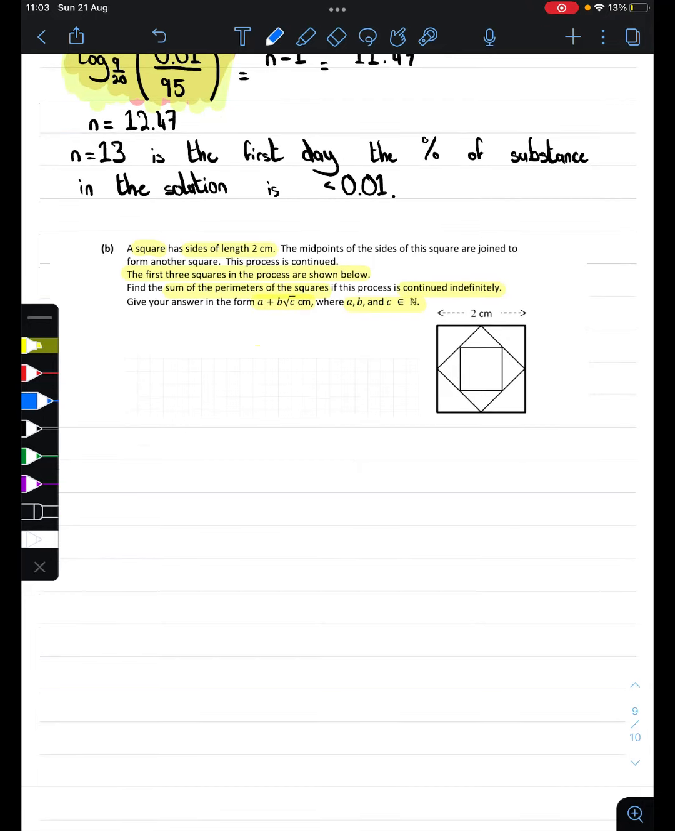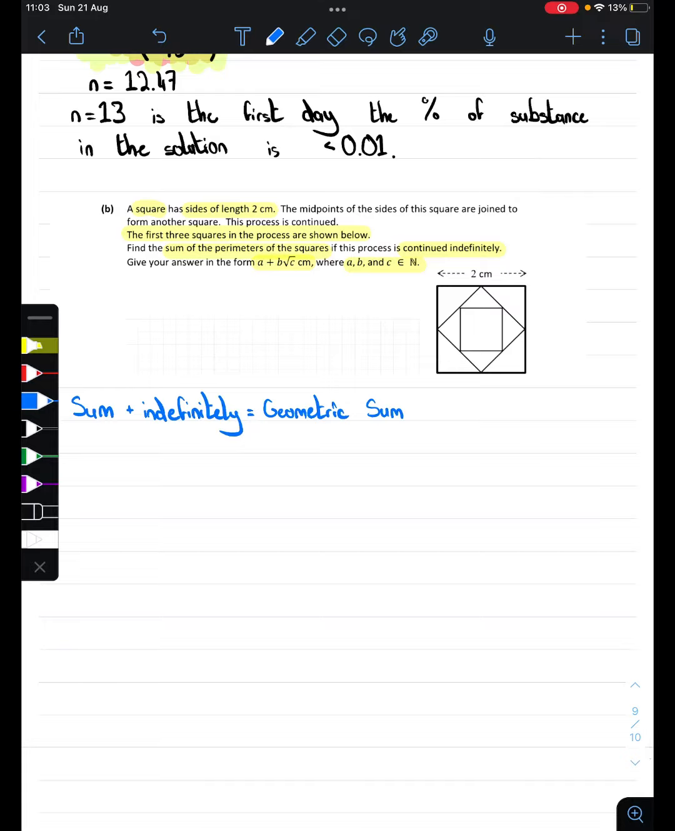Okay, so whenever you see the word sum and indefinitely, so an infinite sum, whenever you see sum and indefinitely in the same sentence, really, in a Leaving Cert problem, you should be immediately thinking of a geometric sum, because those are the only infinite sums that we know how to deal with. So we're looking to find some geometric sequence hidden in the question.